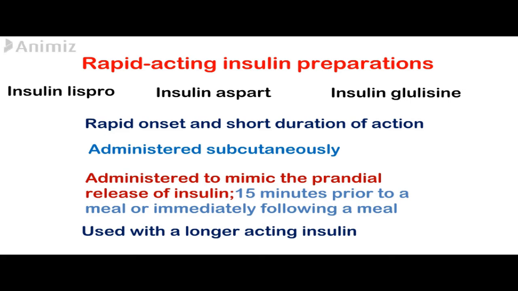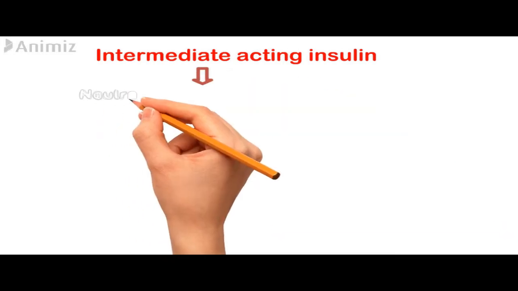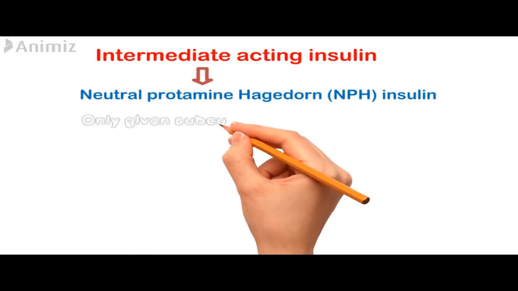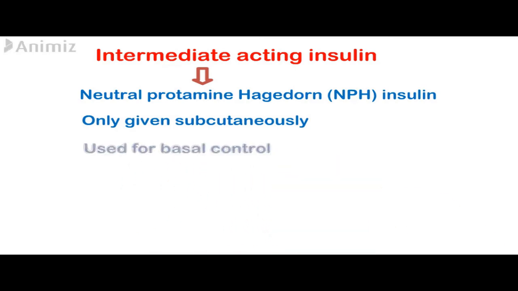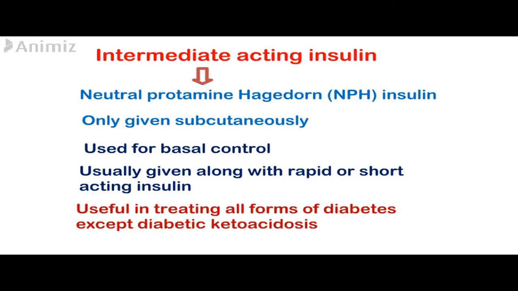The next group is the intermediate-acting insulin. The insulin in this group is the NPH insulin. This insulin is only given subcutaneously, never intravenously, and it is used for the basal control, and it's usually given along with rapid or short-acting insulin for the mealtime control. This insulin is useful to treat all forms of diabetes except the diabetic ketoacidosis, because that one is an emergency. And we call it intermediate because of the delayed absorption of it, as it is conjugated with protamine, forming a less soluble complex.